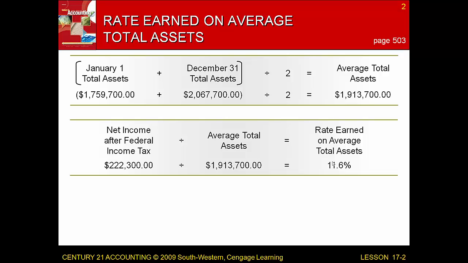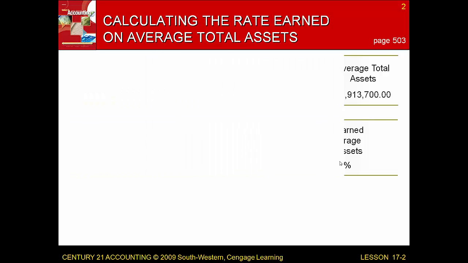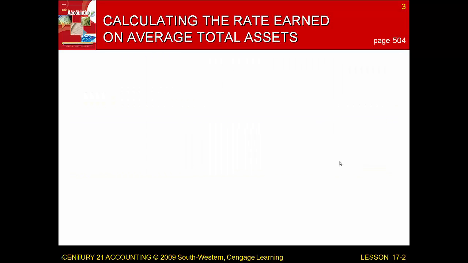Again, they had an option of other investments of 10%, so they wanted to make sure that this rate earned on average total assets is greater than that 10%, and then they would have made a smart financial choice there. So, rate earned on average total assets.